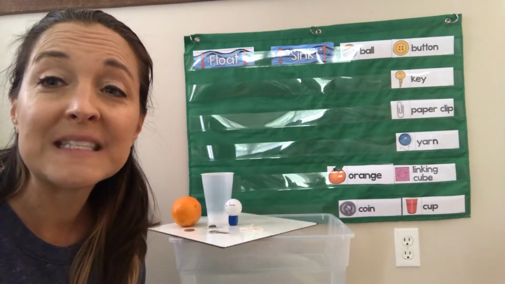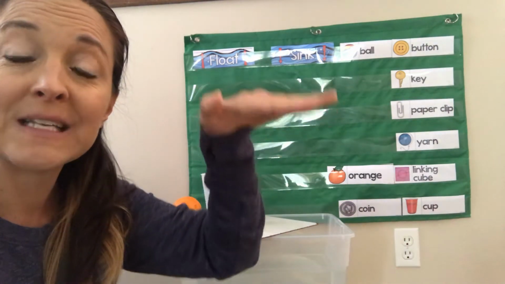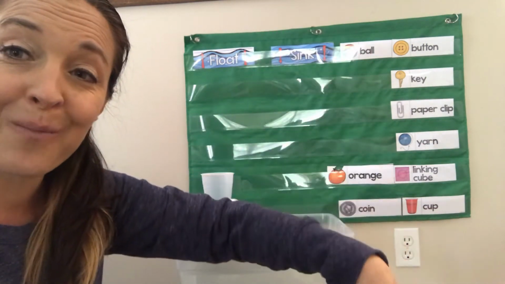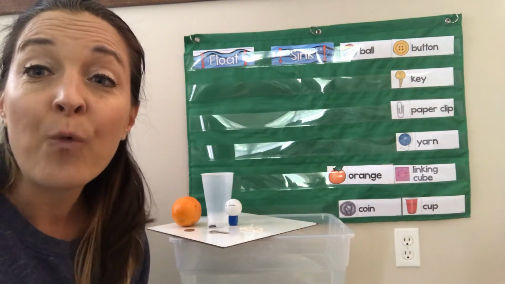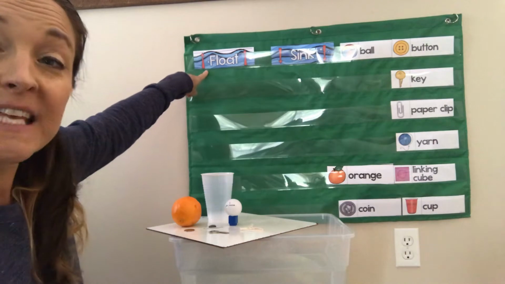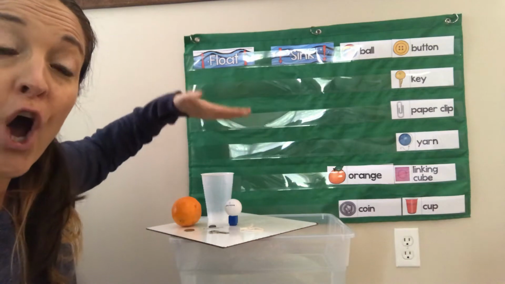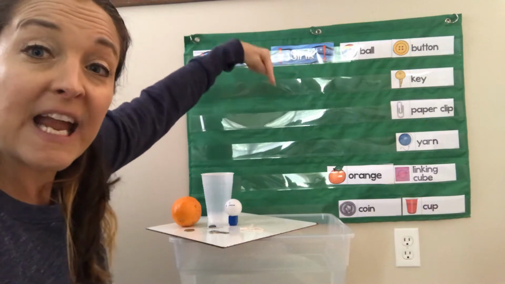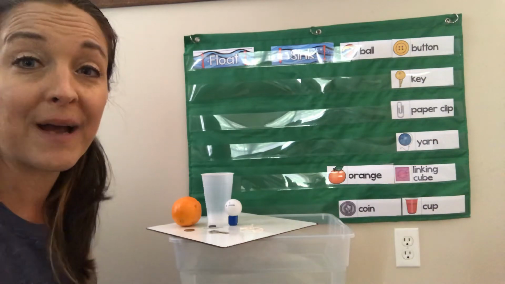Friends, when we talk about sink and float, when we use the word float, it means it stays on top. When we use the word sink, it goes down to the bottom. Okay, I have some things here today on my tray, and we're going to find out if they sink or float. Up here on my chart, this word is float. The arrow's going up. It means it stays on top of the water. This word says sink. It has an arrow going down. That means it comes to the bottom of the bucket.